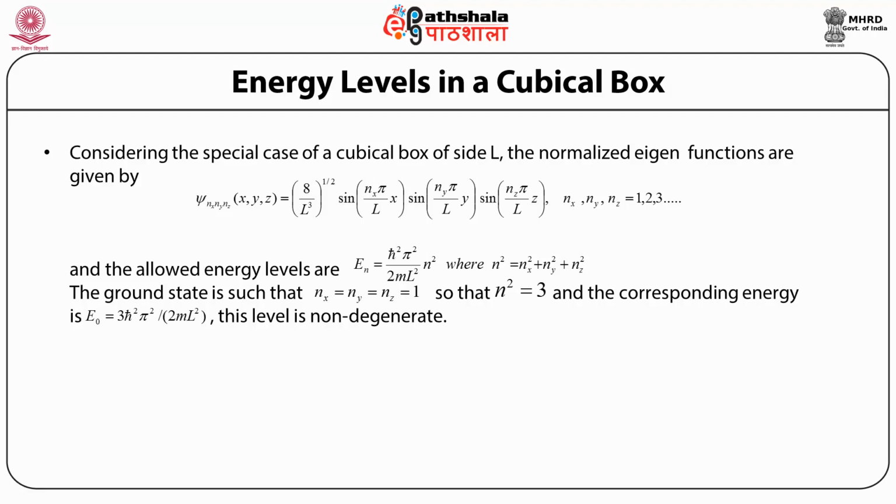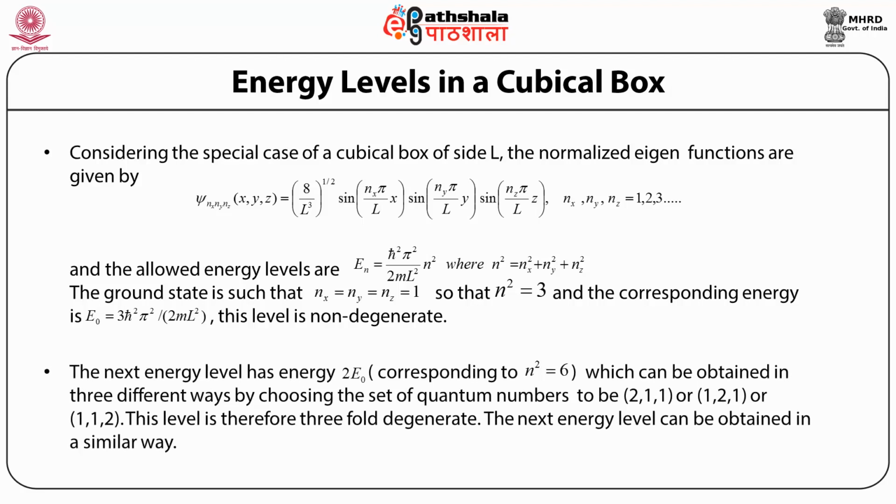The ground state is such that nx = ny = nz = 1, so that n² = 3, and the corresponding energy is E0 = 3ħ²π²/2mL². This level is non-degenerate. The next energy level has energy 2E0, corresponding to n² = 6, which can be obtained in three different ways by choosing the set of quantum numbers to be 211, or 121, or 112. This level is therefore threefold degenerate.